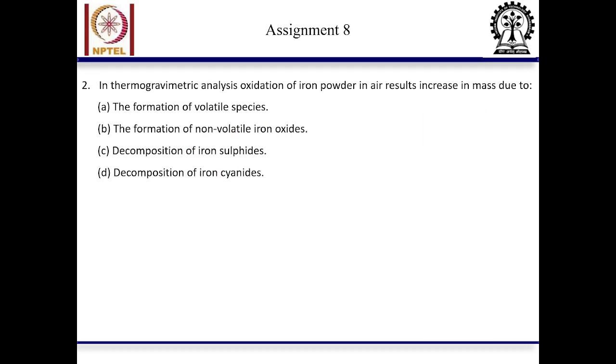In the thermogravimetric analysis of iron powder in air, the result is an increase in mass due to what? The formation of volatile species, the formation of non-volatile iron oxide, or the decomposition of iron sulfide? So can anyone tell the answer for question number 2?